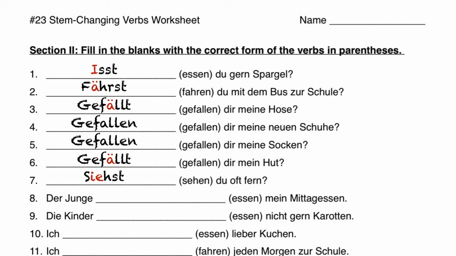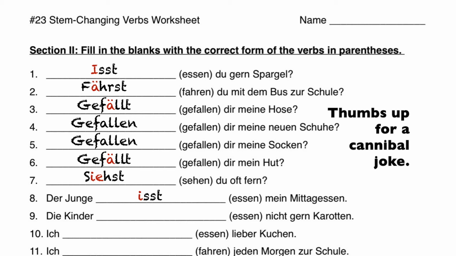Nummer 8. Der Junge, blank, mein Mittagessen. We want to say the boy is eating my lunch. So in this form we need the er/sie/es form, isst. Der Junge isst mein Mittagessen. Now if you're a cannibal, you would write that with one S, and that would be the boy is my lunch. Slightly different, a little creepy, whatever.